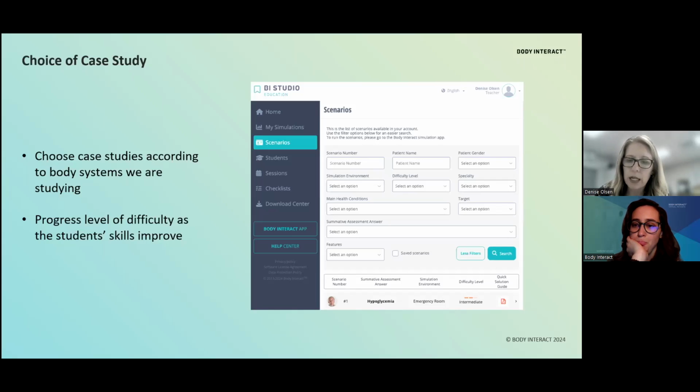So those were the things that I thought about when I was choosing the different scenarios that I would have my students do.